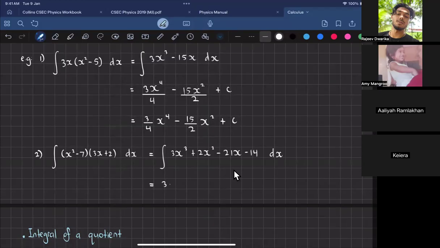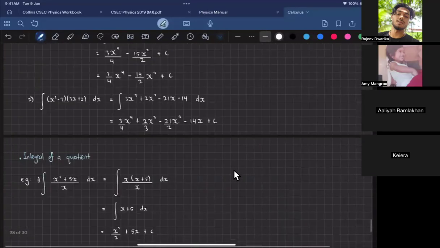Wait, sorry, hold on. Now we can do it one time. Let's do it fast, it's easy. You get 3x to what power? 3x to the power 4 over 4, plus 2x to the power 3 over 3, minus 21x squared over 2, and then minus 14x plus c. Good. That was really easy, right?